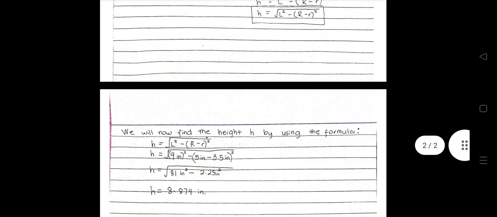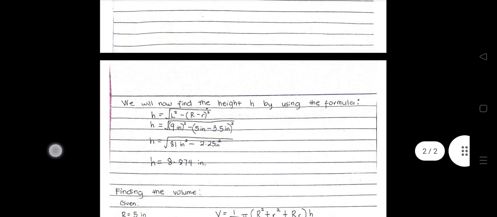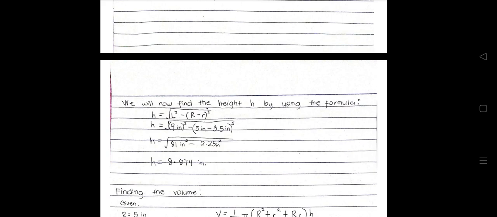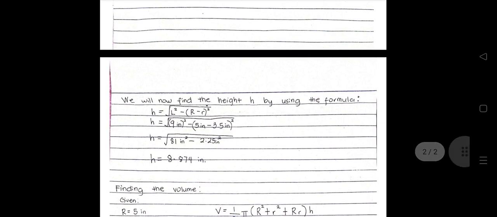Since we now have the formula for the height, we will find the height by using h equals square root of L squared minus (R minus r) squared. Let us substitute the given and solve. h equals square root of 9 inches squared, the 9 inches being the slant height, minus (5 inches minus 3.5) squared. By solving that, we will get an answer of 8.874 inches. So this is the measure of our height.